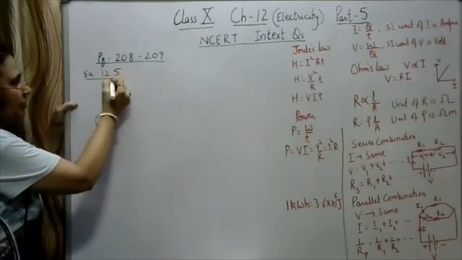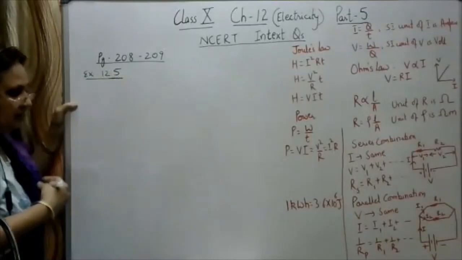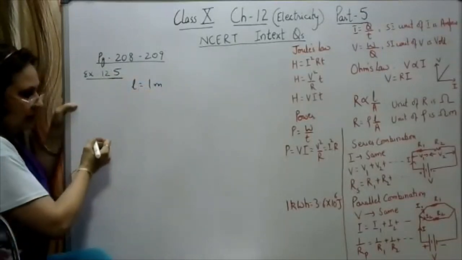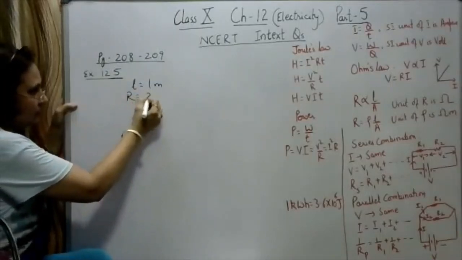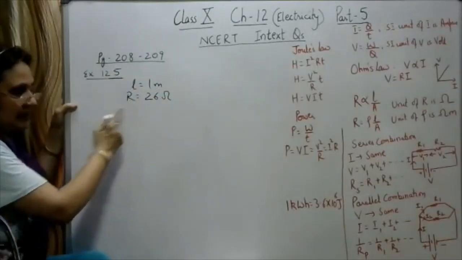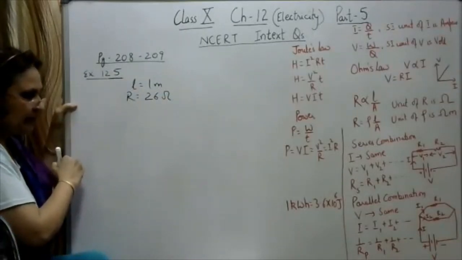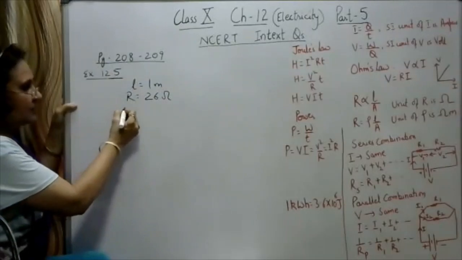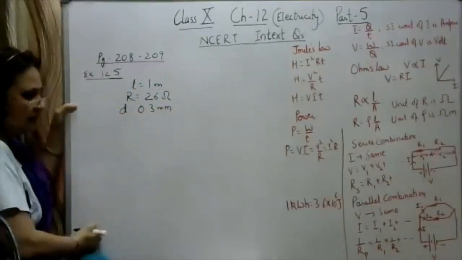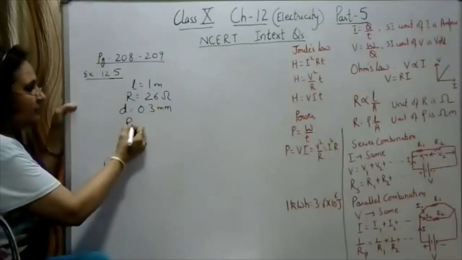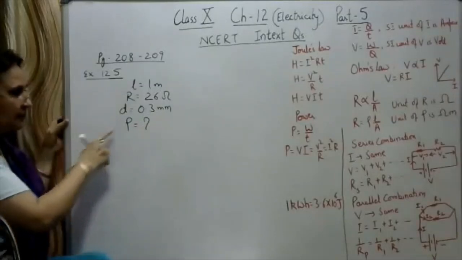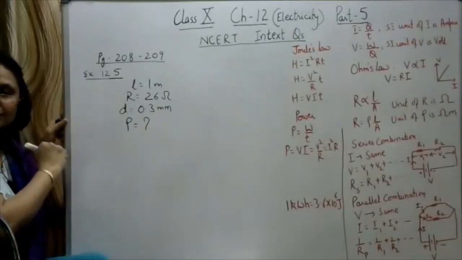Now example 12.5. Resistance of a metal wire of length 1 meter is 26 ohms. So the resistance of length 1 meter is given to be 26 ohms at 20 degrees Celsius. If the diameter of the wire is 0.3 millimeter, what is the resistivity of that material at that particular temperature, that is at 20 degrees Celsius? Okay, so here we have to find out the resistivity.